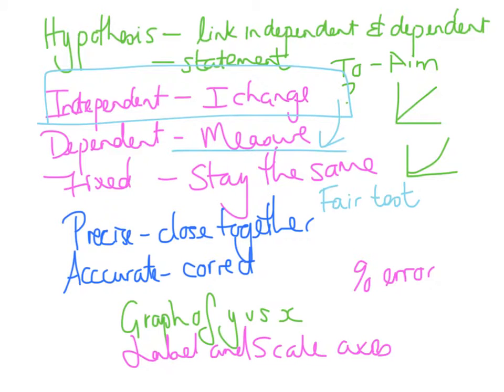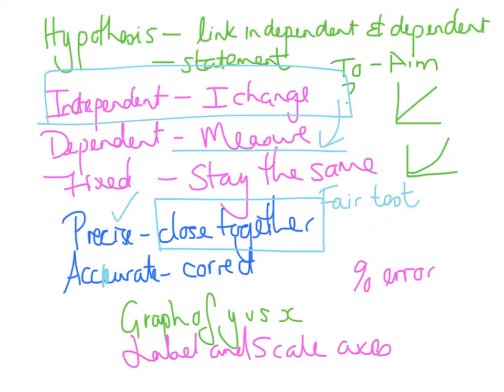Remember, when you're looking at your data, if your data is close together, then you've got precise data. That doesn't mean it's correct data. It just means that all your information is close together. It usually means that you've got better data if it's close, but you could have been making the same mistake over and over again. Accurate means that you've actually got the correct answer.